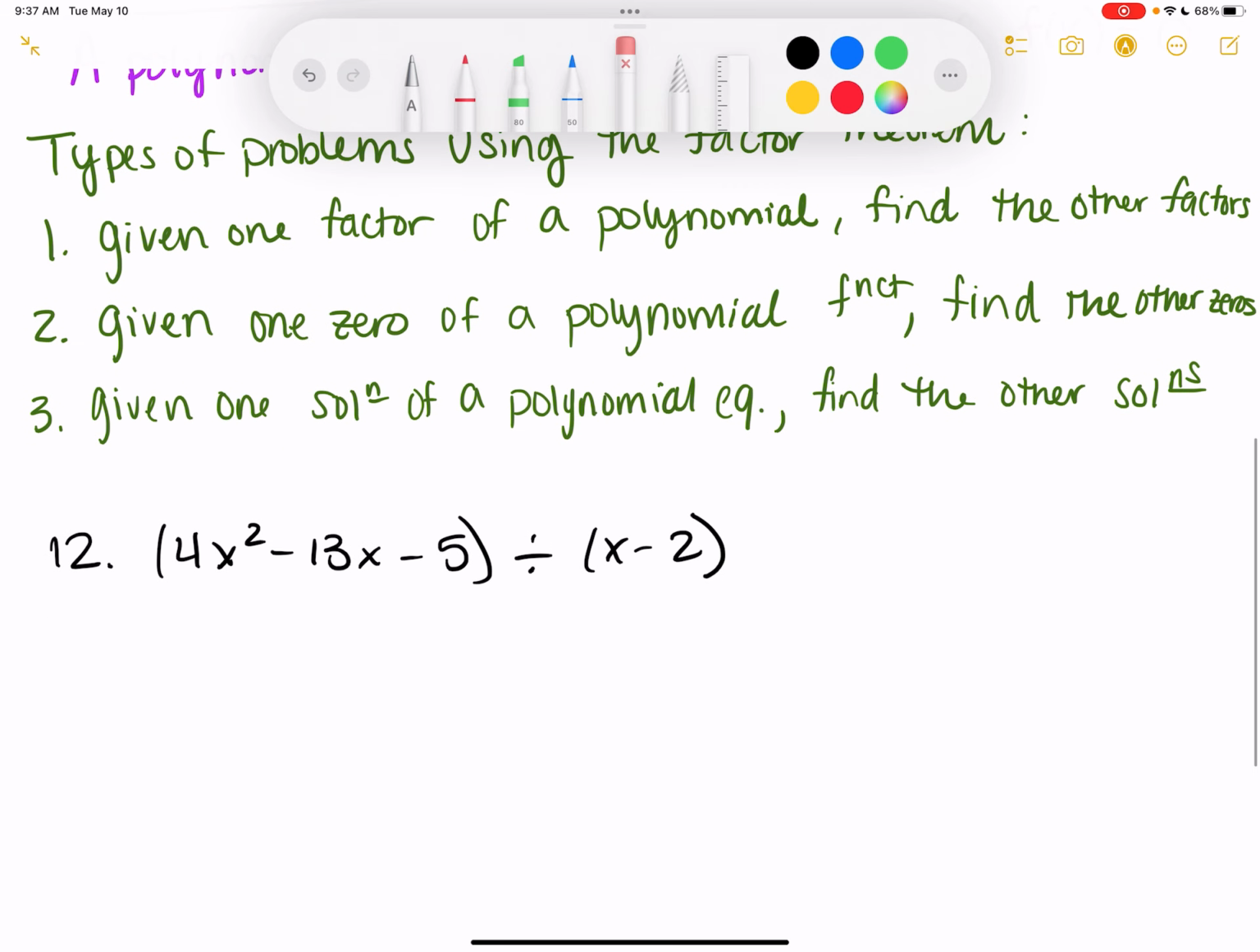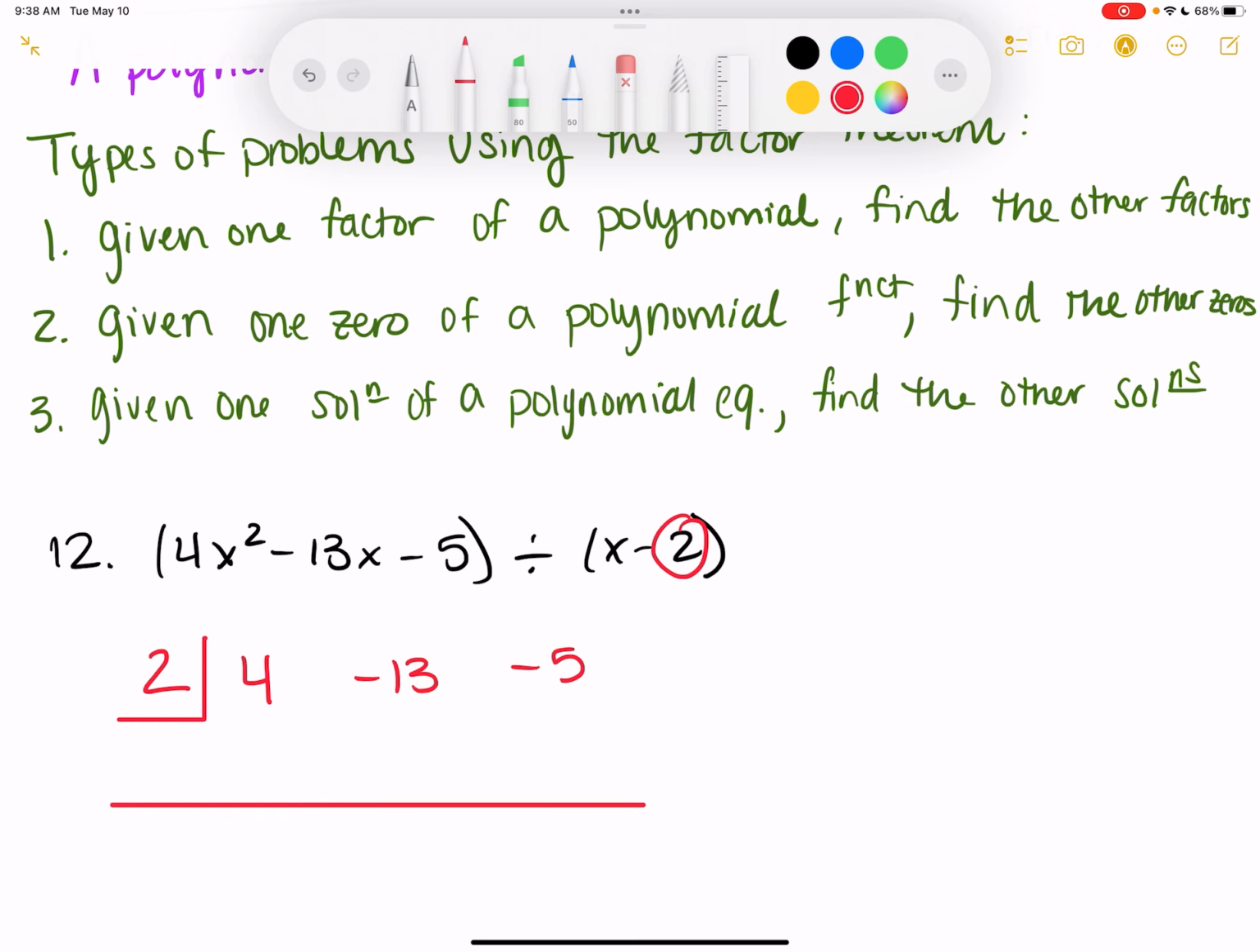So what I'm going to do, I take the number, not the sign, and I put it out here and I box it. Then I copy down the numbers. If anything's missing, okay, these get copied with their signs. If anything's missing, we put a 0. I don't have anything missing this time. So 4, negative 13, negative 5.